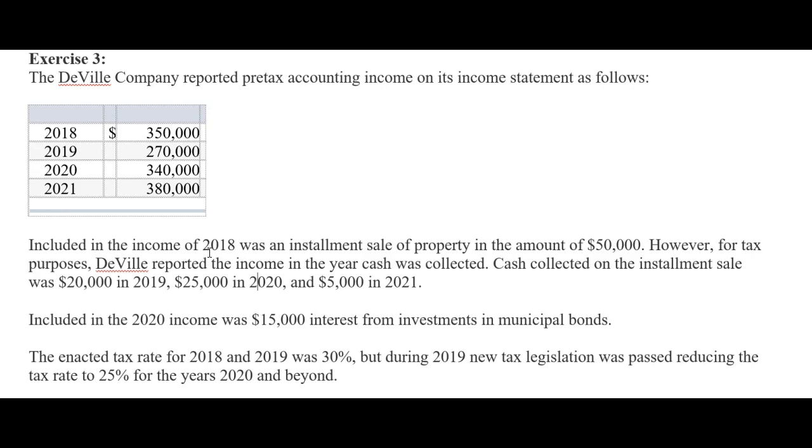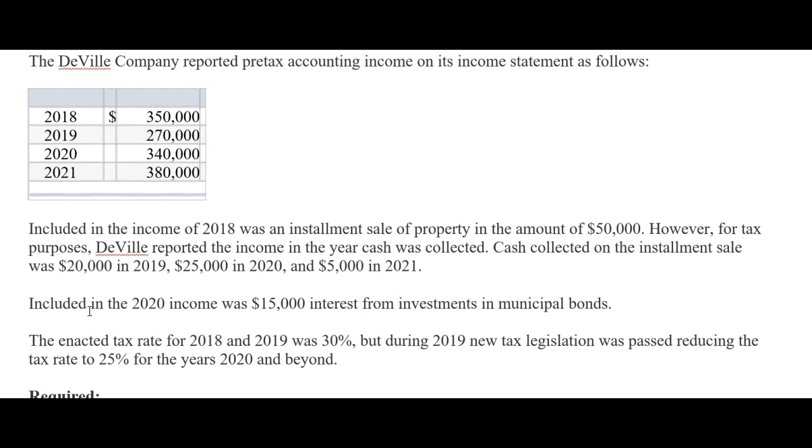Included in the income of 2018 was an installment sale of property in the amount of $50,000. However, for tax purposes, DeVille reported the income in the year cash was collected. Cash collected on the installment sale was $20,000 in 2019, $25,000 in 2020, and $5,000 in 2021. So notice, all 50 of it was in our 2018 income. But for tax purposes, we would record it in 19, 20, and 21. So for tax purposes, we would not report any tax on that $50,000 in 2018.